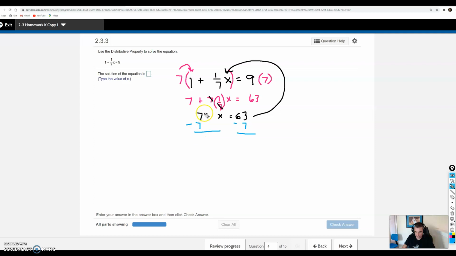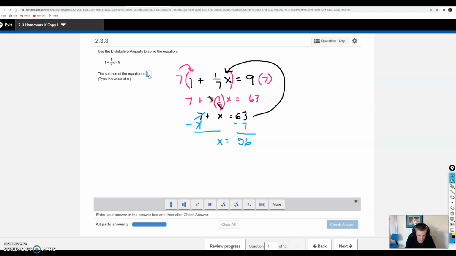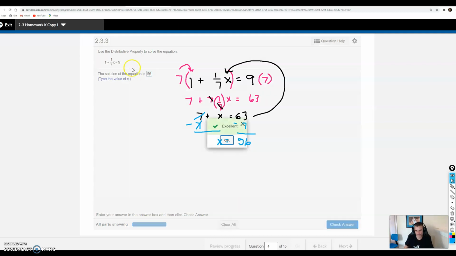7 minus 7, those cancel. I get x is equal to 56. So I go up here and type in 56. Got it. So that is a technique called fraction busting.